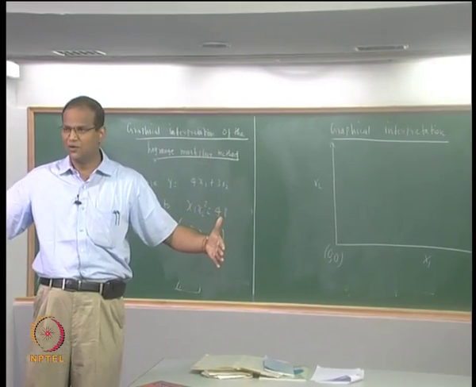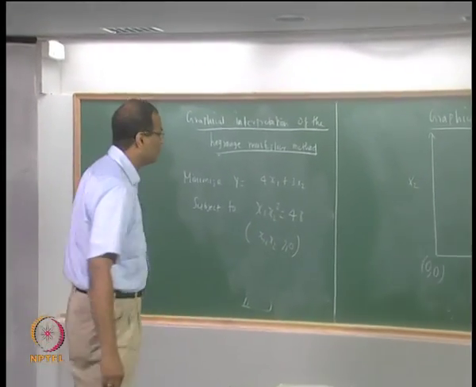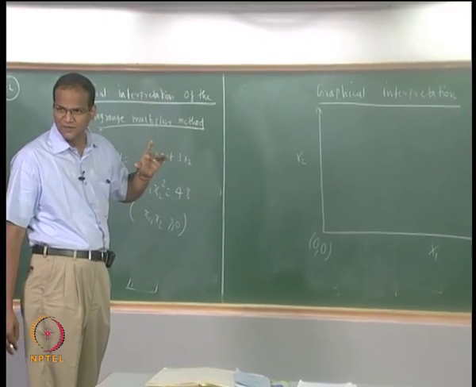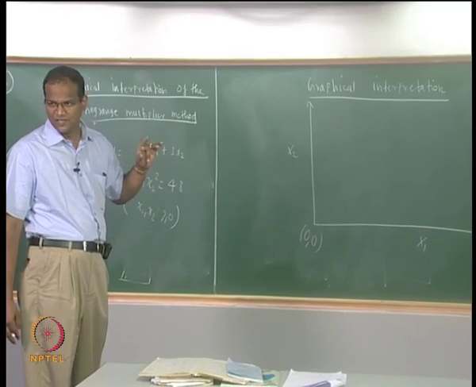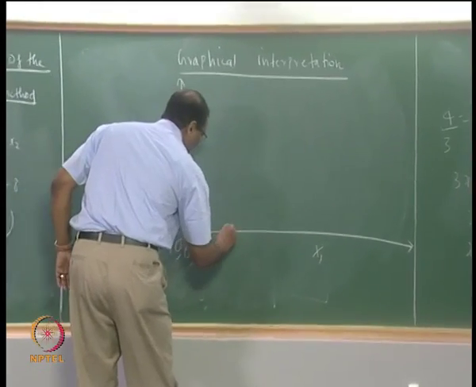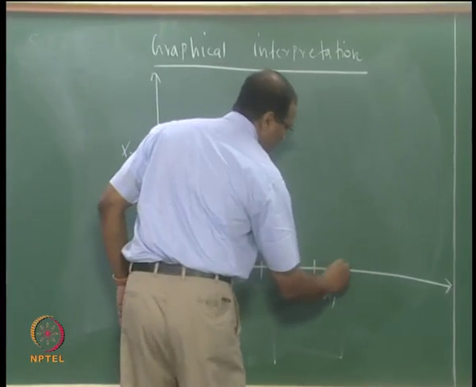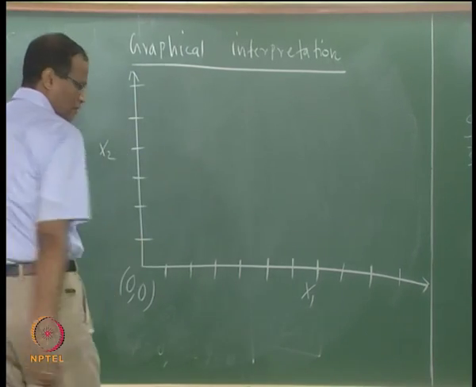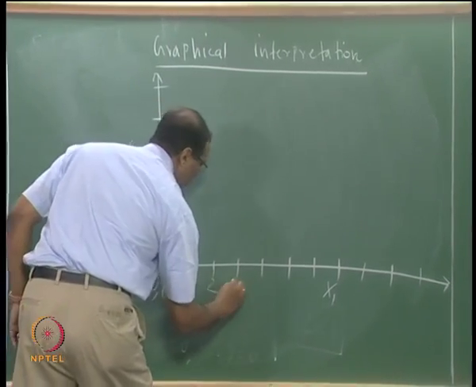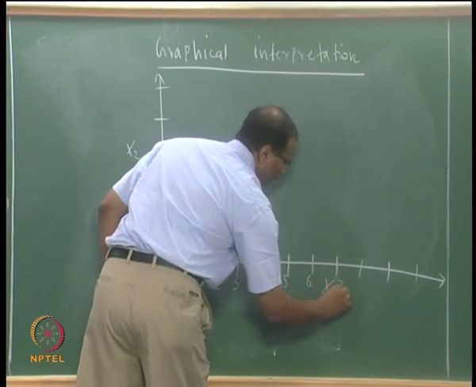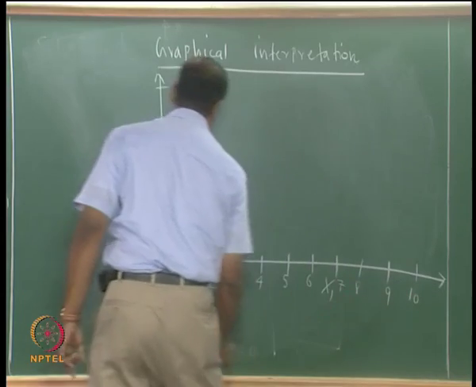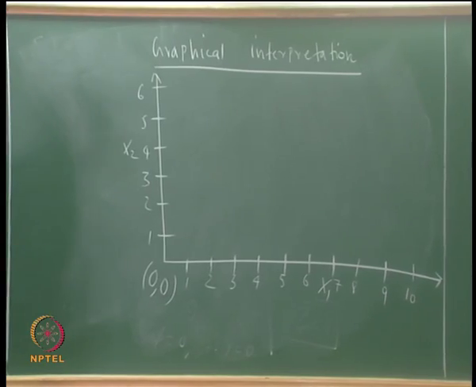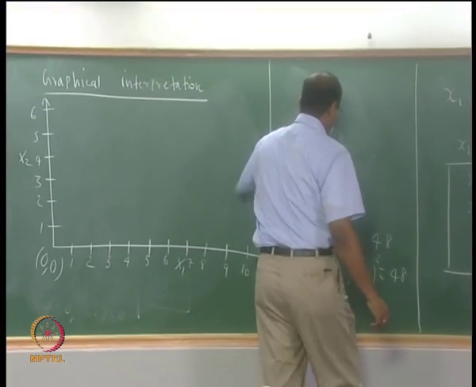So what are the divisions you want? 0 to 10. x2 is also 0 to 10, but x2 is more restricted, isn't it? Because its square root is coming. Alright, let us say 1, 2, 3. So please note that first we are plotting the constraint. So better to draw up a table.